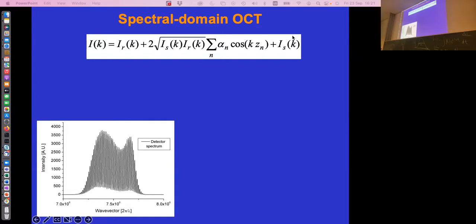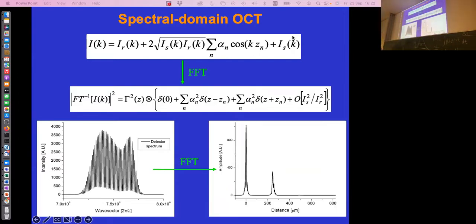What happens if I do a Fourier transform of my intensity as a function of K? I do a Fourier transform from K to Z, and I can work out what it means for this expression. I get a peak defined by the envelope of my interference pattern, and I get a peak here at a distance of 230 micron that codes for the frequency of this interference pattern. So what have I done? I've replaced my detector with the spectrometer. I keep my mirror fixed. I take that signal as a function of K, I do a Fourier transform, and I have my depth profile. Nice, right?